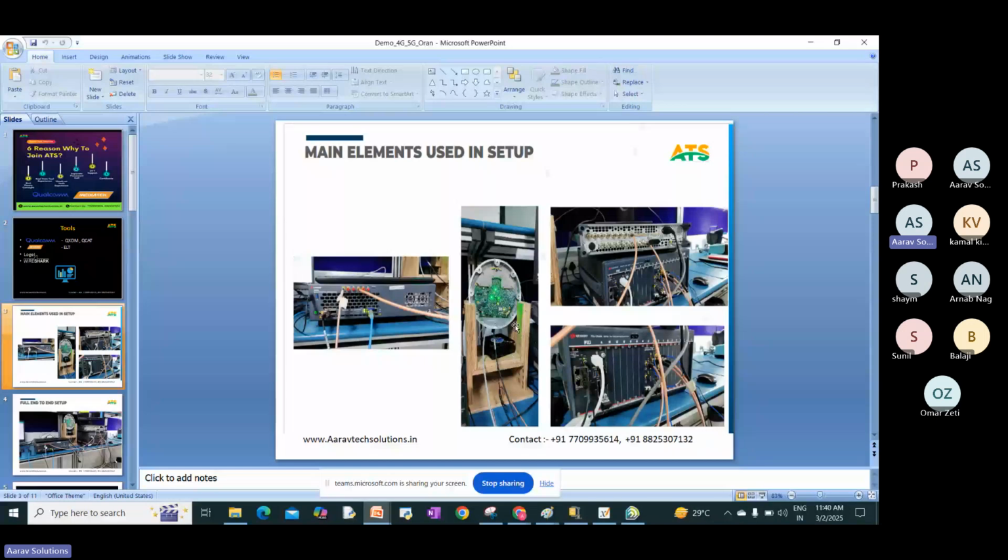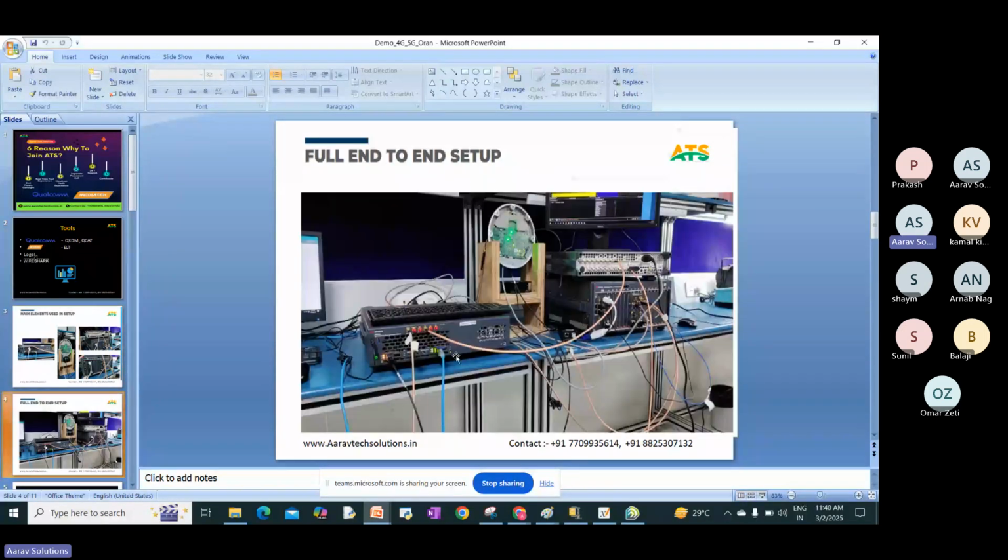This is an O-RAN lab basically. What type of setups we have, what kind of lab equipment we have when we are trying to test. These are very advanced labs, O-RAN labs basically. So all these things we will try to share and discuss with you.